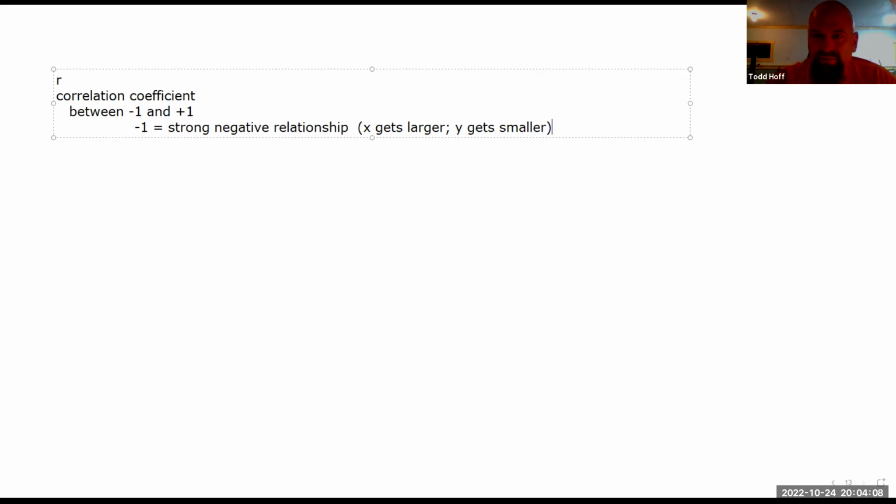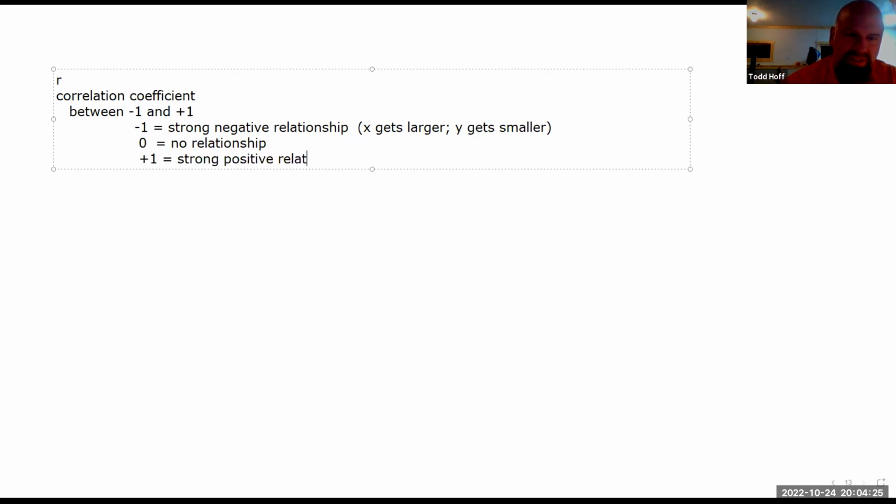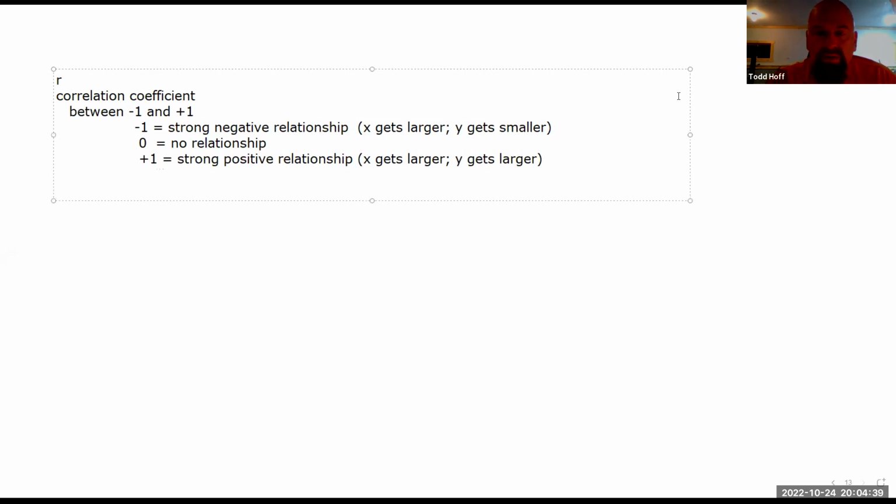The closer it is to -1, the more predictable. 0 would be no relationship, meaning that the changes in X do not affect the changes in Y at all. And a +1 is a strong positive relationship, which means as X gets larger, Y also gets larger, and again, in a very predictable manner.